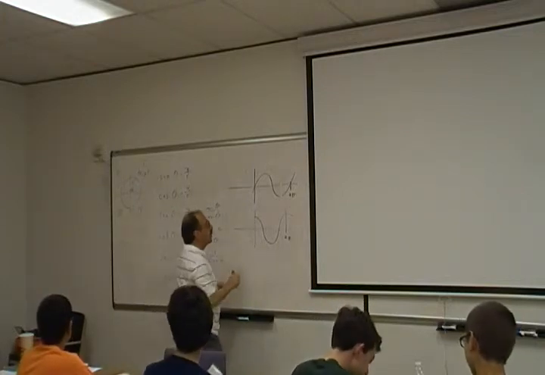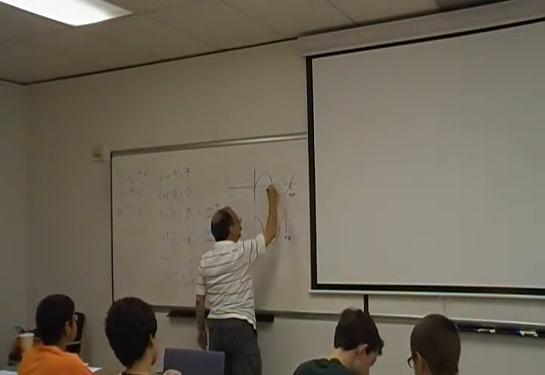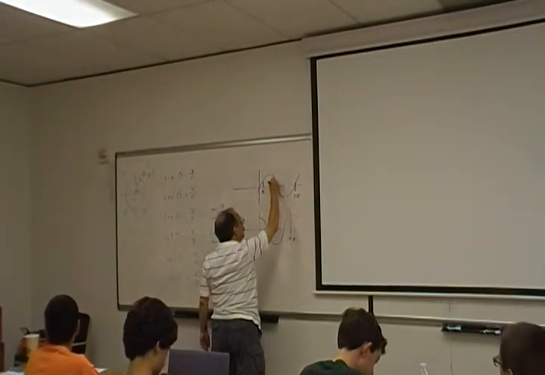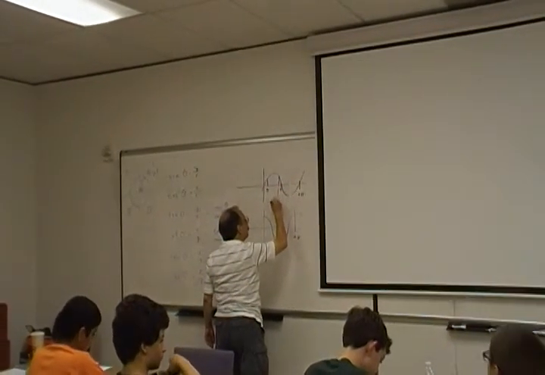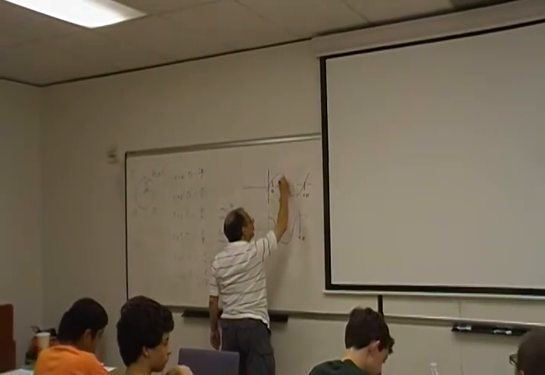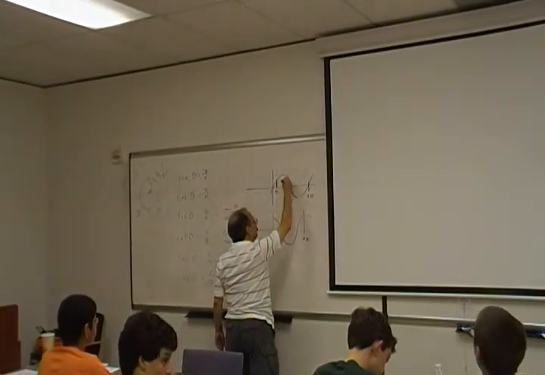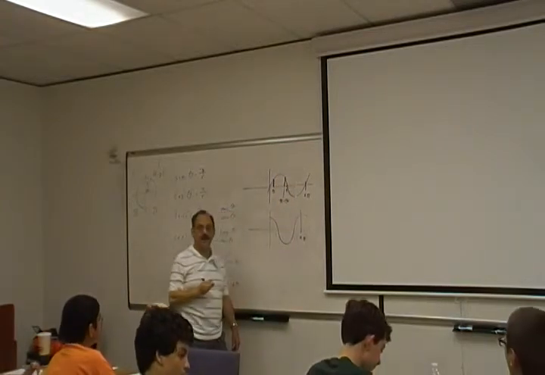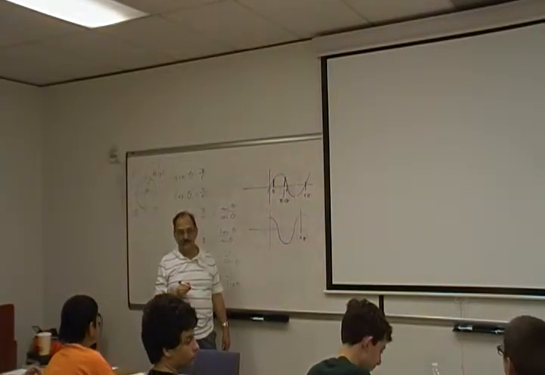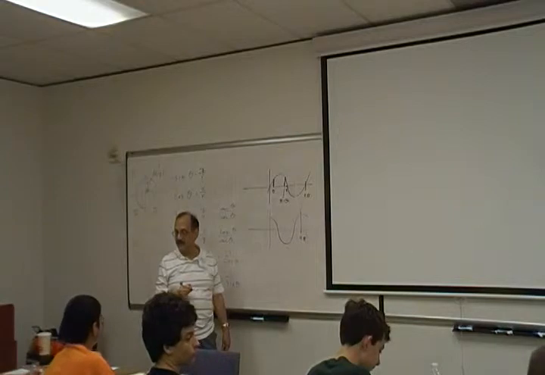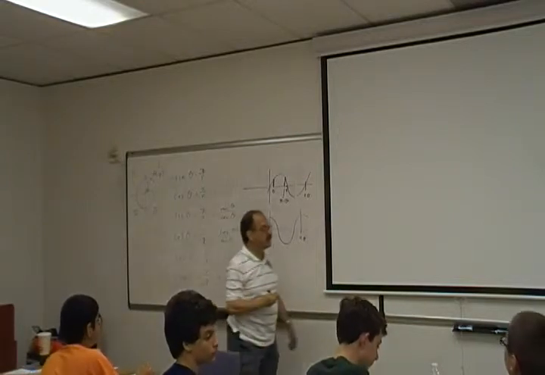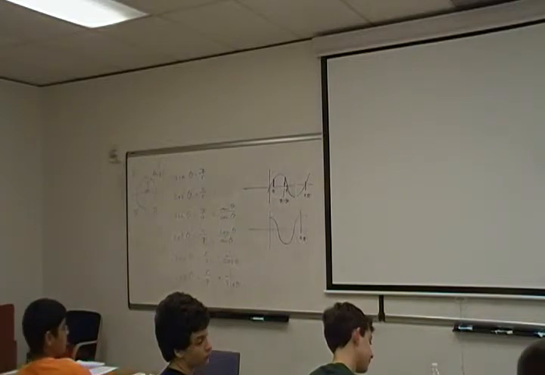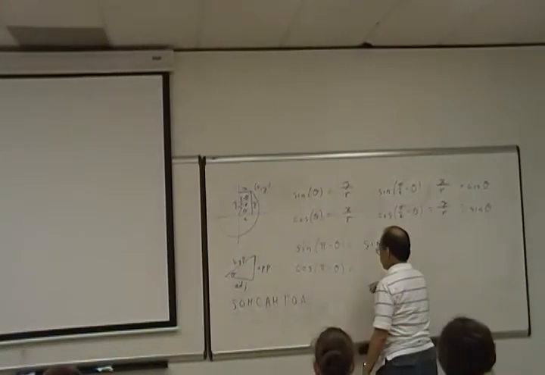Okay? And so pi minus an angle, here is an angle theta, here is pi, so there is pi minus theta. Okay? And we're comparing the sine function here and there. What can you tell me? Are they equal or negatives? Equal. So sine of pi minus theta is sine of theta.